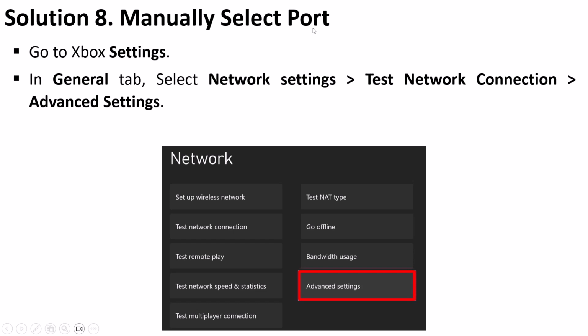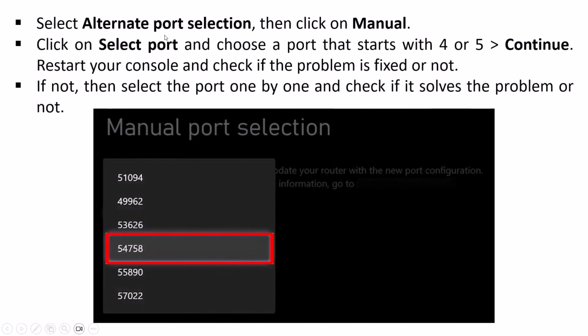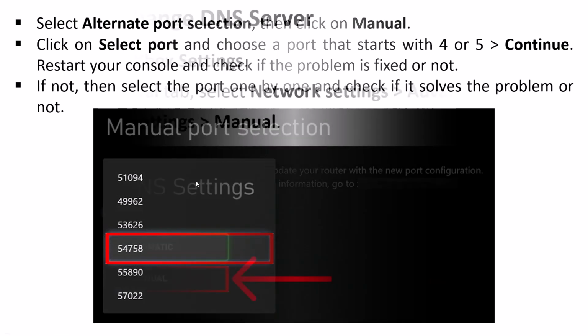Solution 8 is to manually select port. So go to Xbox settings, in General tab select Network settings, Test network connection, Advanced settings. Select Alternate port selection and then click on Manual. Click on Select port and choose a port that starts with 4 or 5, continue. Then restart your console and then launch the game and check. If that doesn't work, then select the port one by one and see which one works for you.